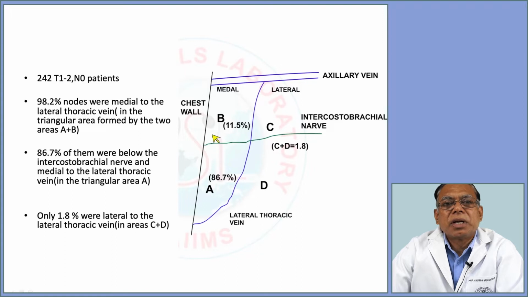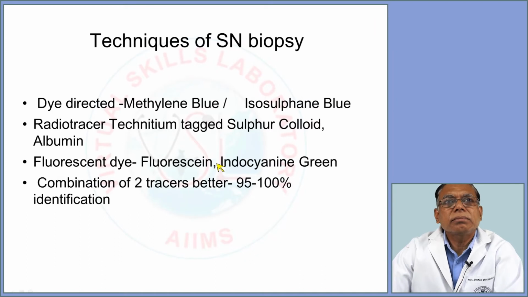So during dissection, if we are not able to find any hot or blue node, look into this area, the area between the pectoralis muscle and the lateral thoracic vein. Majority of those nodes, sentinel nodes, will be located in this area.